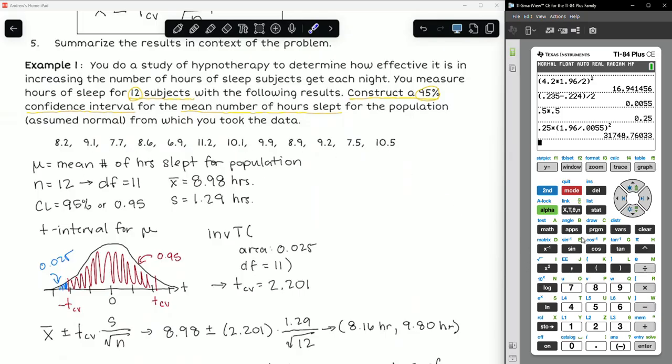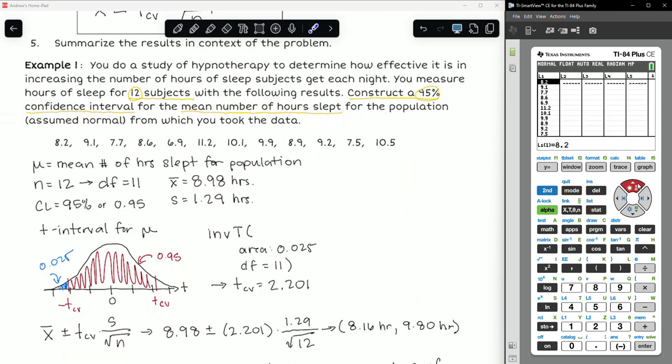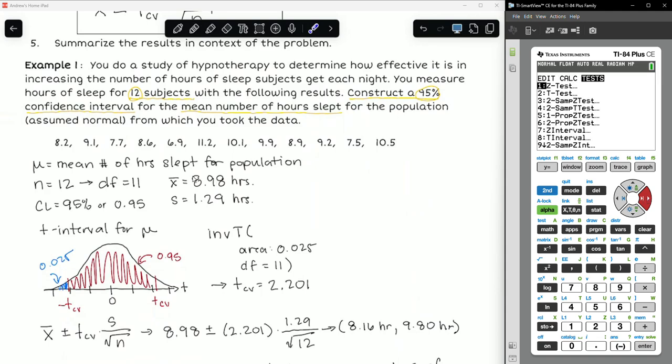So the very first thing I'm going to do is go stat, enter, and put that data in a list. And I think I just deleted the data that was already in there, which was kind of silly of me. Now I'm ready to make the function call for my confidence interval. So I'm going to go stat tests. I'm estimating a mean. I don't have sigma, so that's a T interval.